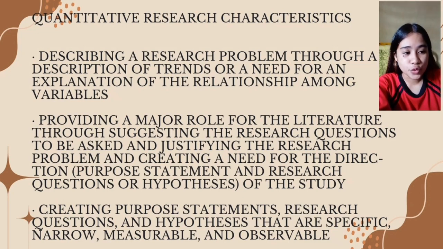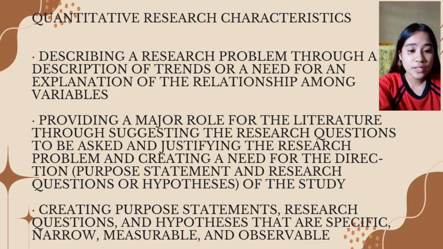Second is providing a major role for the literature through suggesting the research questions to be asked and justifying the research problem and creating a need for the direction, a purpose statement, and research questions or hypothesis of the study. In reviewing the literature in quantitative research, you will typically see a substantial literature review at the beginning of the study. Thus, the literature plays a major role in 2 ways: justifying the need for the research problem and suggesting potential purposes and research questions for the study.